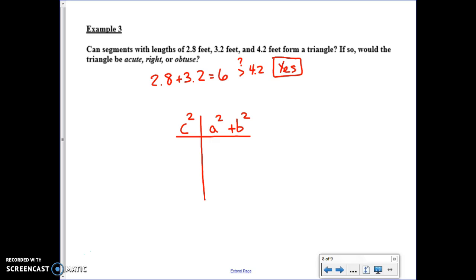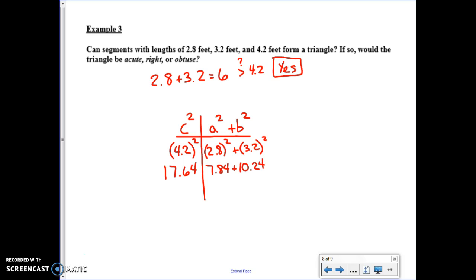So my c value is my longest side. So I'm going to put 4.2 over here, and I'm going to square it. And it doesn't matter what order we write the other 2 in. 2.8 and 3.2. Okay, so 4.2 squared is 17.64. 2.8 squared is 7.84. And 3.2 squared is 10.24.